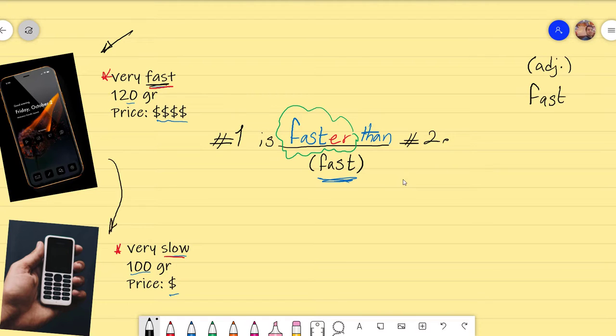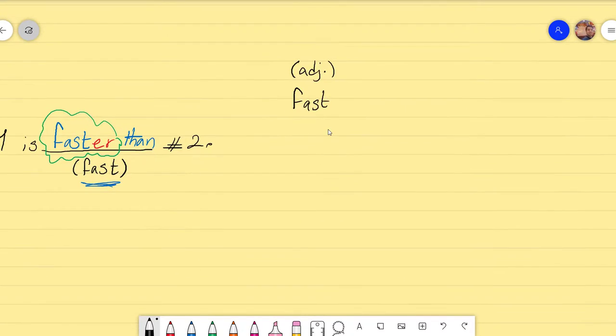But when I have two mobile phones, and if you remember, I want to put the two mobile phones on the scale. So here, now I have two mobile phones. So I'm not talking about one, I'm talking about both of them. So here, I cannot use the adjective. I need to use another form. The other form is what we call comparative adjective. So this is comparative adjective.